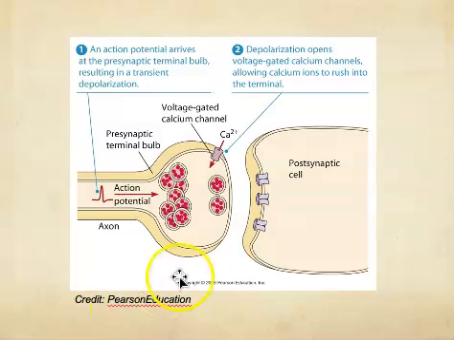On this slide, we're looking at this process that we just talked through in a diagram. Right here, you're looking at the terminal branch of an axon and the bulb at the end of it, or the knob at the end of it. Over here, you're looking at a postsynaptic cell. Remember, this could be the dendrite of a neuron. It could be a muscle cell. It could be a gland. It depends on where we are in the nervous system.